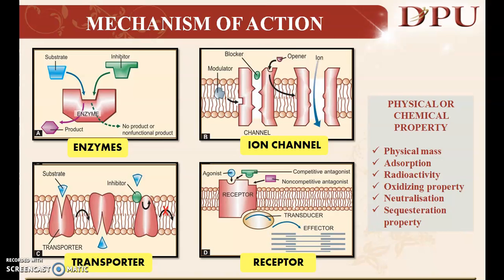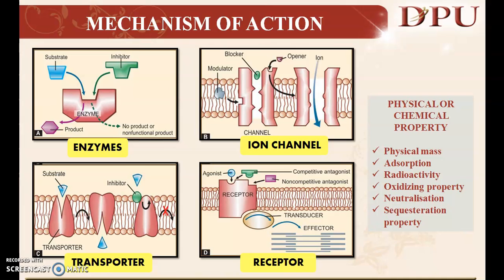There are certain drugs which directly show their action by either activating or inhibiting the enzyme, either by directly opening or closing the ion channel, or directly by activating or opening the transporter, or by blocking the transporter. Now, apart from this, there are certain drugs which show their action by their physical or chemical property. For example, we have bulk laxatives. They act by increasing the physical mass in the large intestine, which helps in defecation. So they are used in constipation.